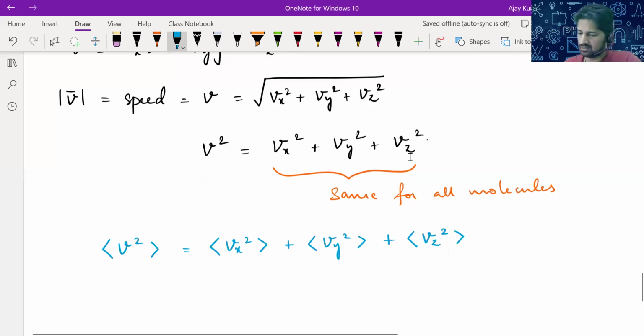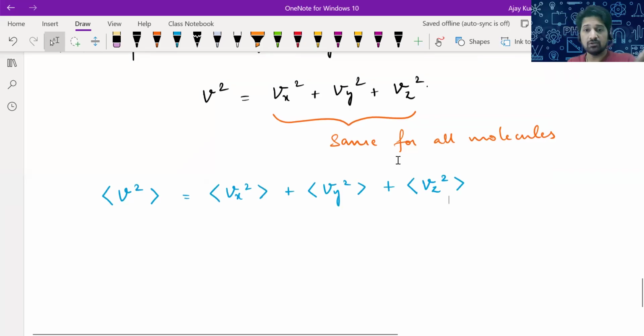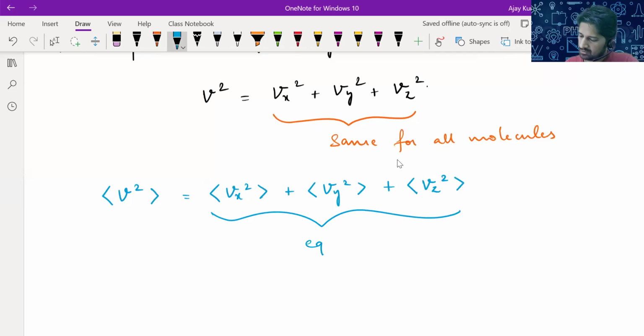Now, for some molecules, Vx will be dominating. For some molecules, Vy will be dominating. For some molecules, Vz will be dominating. But when you average them for all the molecules, these three must be equal because the gas does not have a preferred direction of motion. So on average, for all molecules, the average of Vx squares should be equal to the average of Vy squares and should be equal to the average of Vz squares. That is what I'm saying.